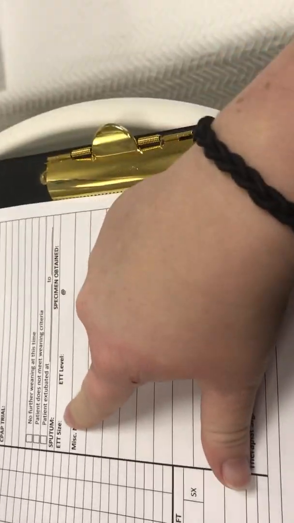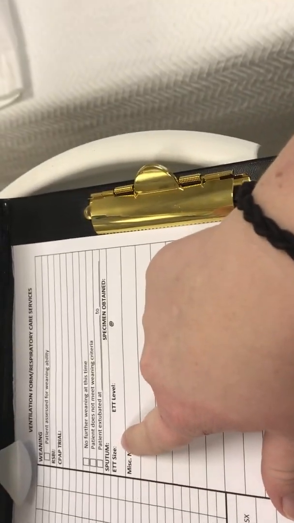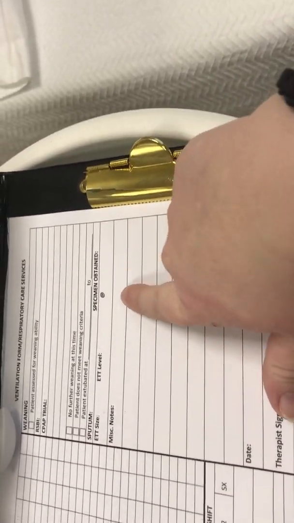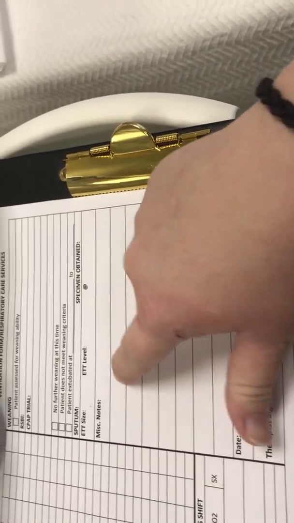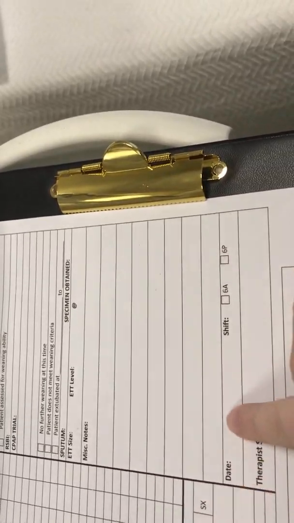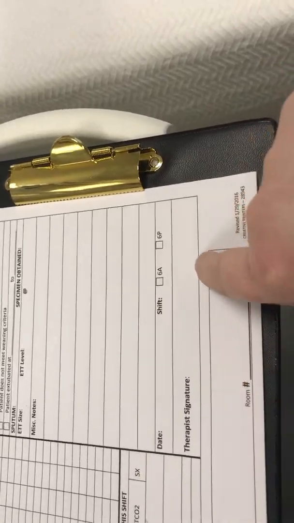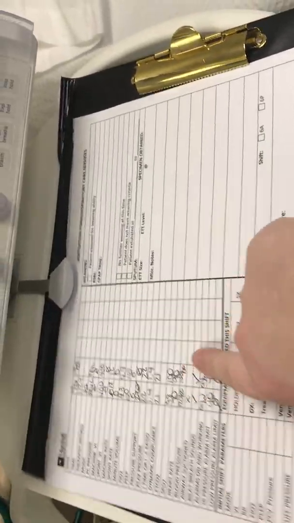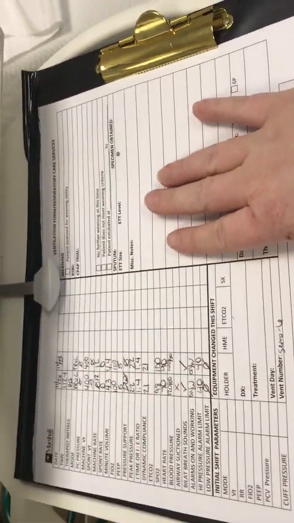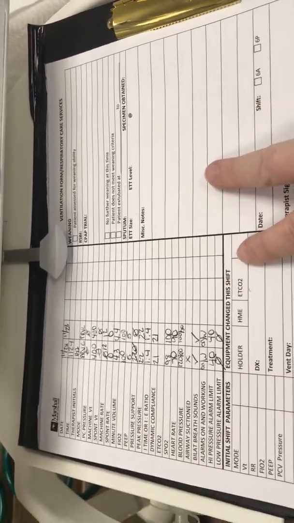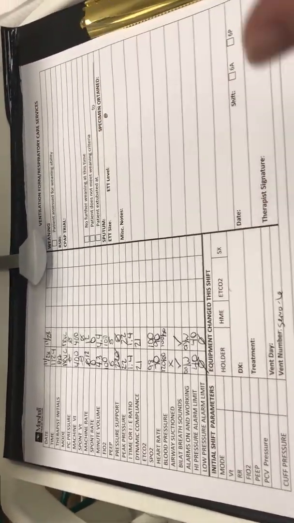During my assessment, I'd look at the ET size and level, and I would write that right there. I'd note any changes in here, an initial date, what shift I'm working, I'd check, and then I'd sign it. These are done every 2 hours here, so this would all be filled out in a shift. So there's 2 shifts per day, or 2 papers per day, and that's it.